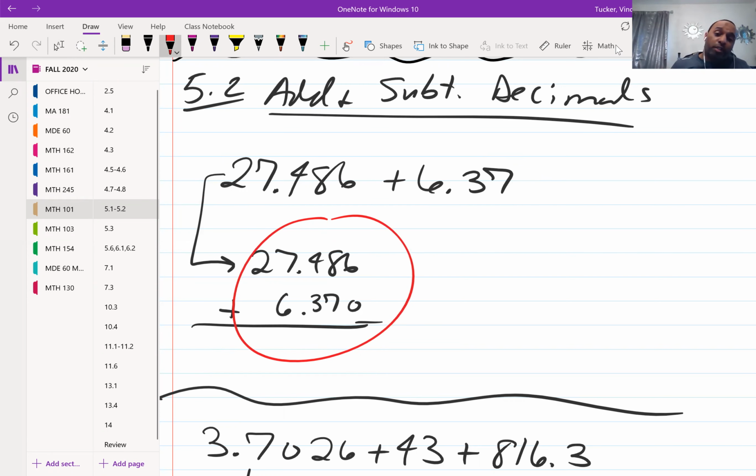Make sure you line up your decimal places. Make sure you line up your place values accordingly. And then from there, you just add from right to left. 6 plus 0 is 6. 8 plus 7 is 15, excuse me, but you carry your 1. 1 plus 4 is 5, plus 3 is 8.